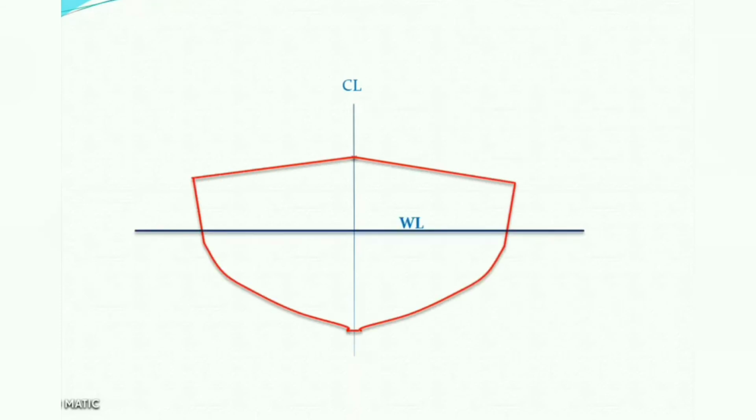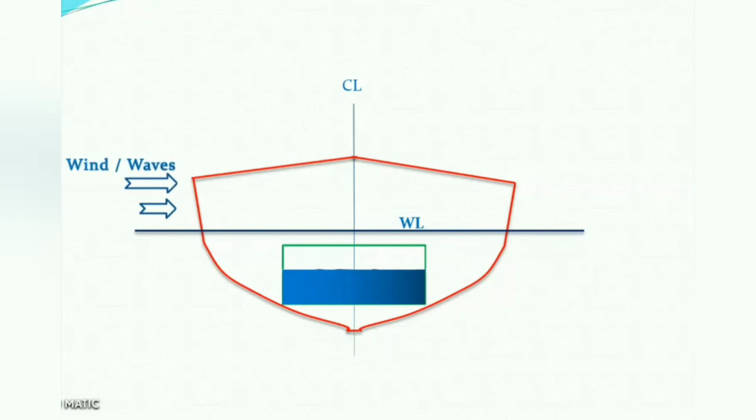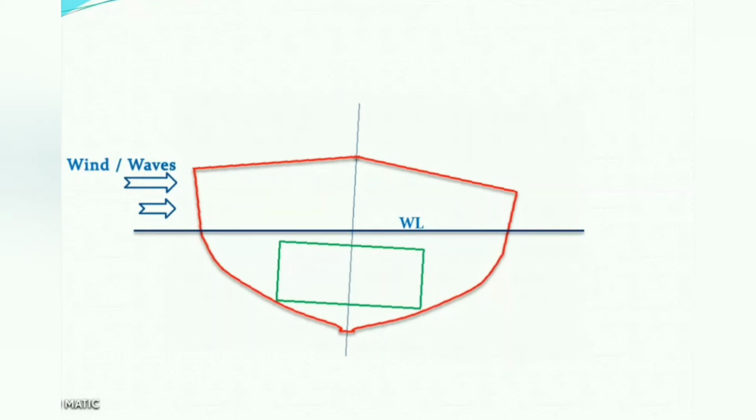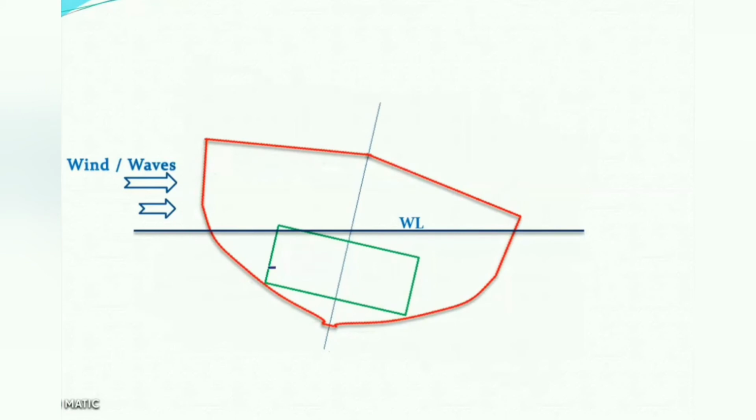Since we are talking all about transverse stability of the ship, let's have a look at the projection of the ship. The ship is floating on waterline WL, and it consists of a partially filled tank inside. Because of some external forces, the ship will now heel in a particular direction. The liquid within the tank would also be shifting in the corresponding direction of the vessel's inclination.